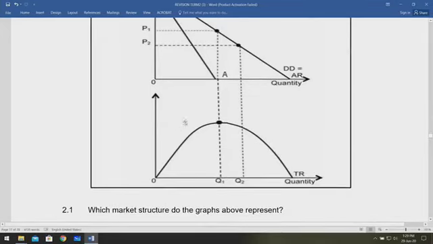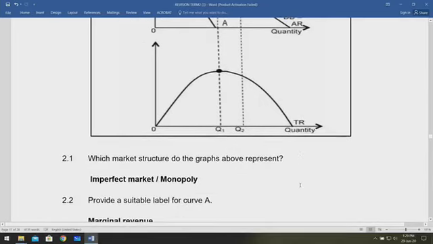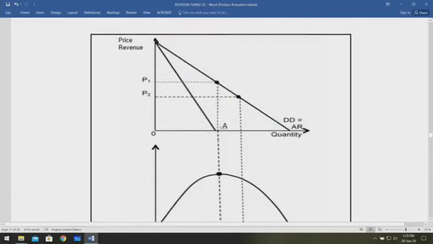And then there they're just showing me the total revenue. And then the first question is which market structure? As I said, by looking at this graph, I know this is the graph of a monopoly. Or if you said imperfect market, that would also be an acceptable answer. And provide a suitable label for A. I said to you there's the AR curve, so that's the MR curve, right? That is characteristic to the graph within a monopoly market, that your AR curve and your MR curve are two separate curves, and the MR is always below the AR curve.